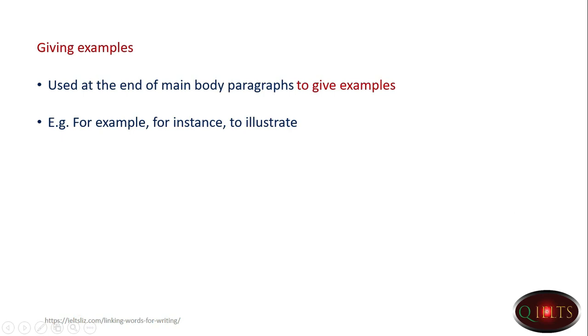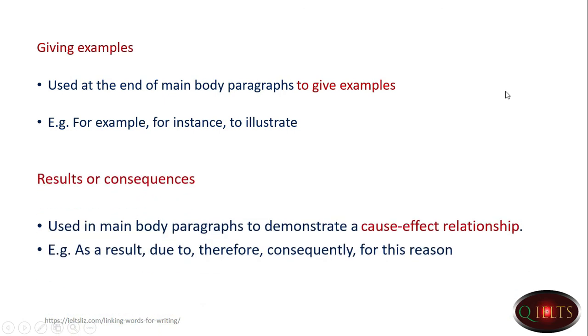Then we have certain linking words for giving examples. These are usually at the end of main body paragraphs, the words being for example, for instance, and to illustrate. And then you can have certain linking words which show results or consequences. These are usually used in main body paragraphs to demonstrate a cause-effect relationship. For example, as a result of, due to, therefore, consequently, and for this reason.